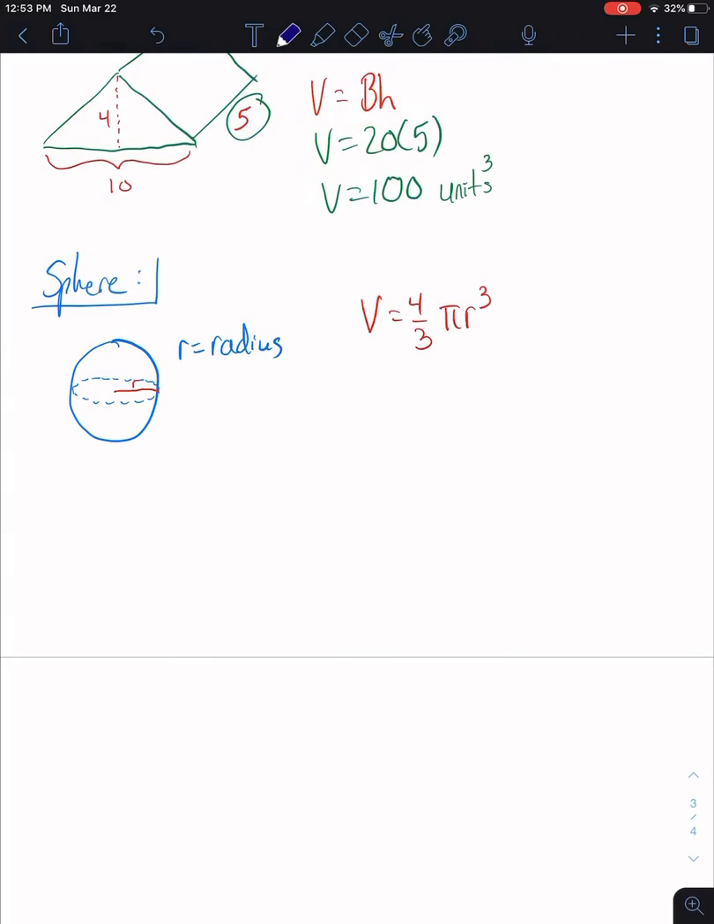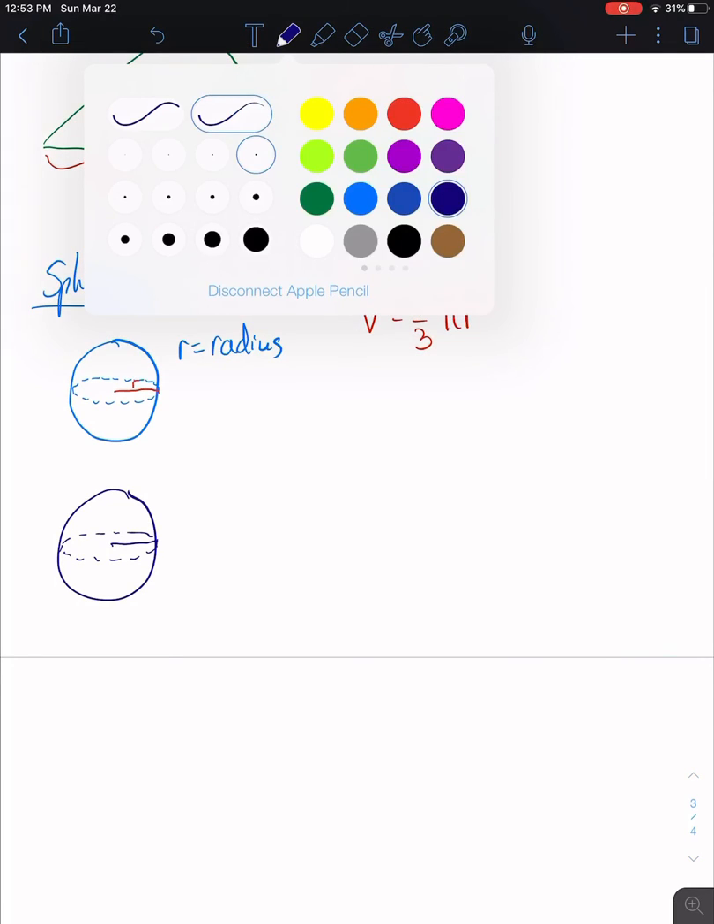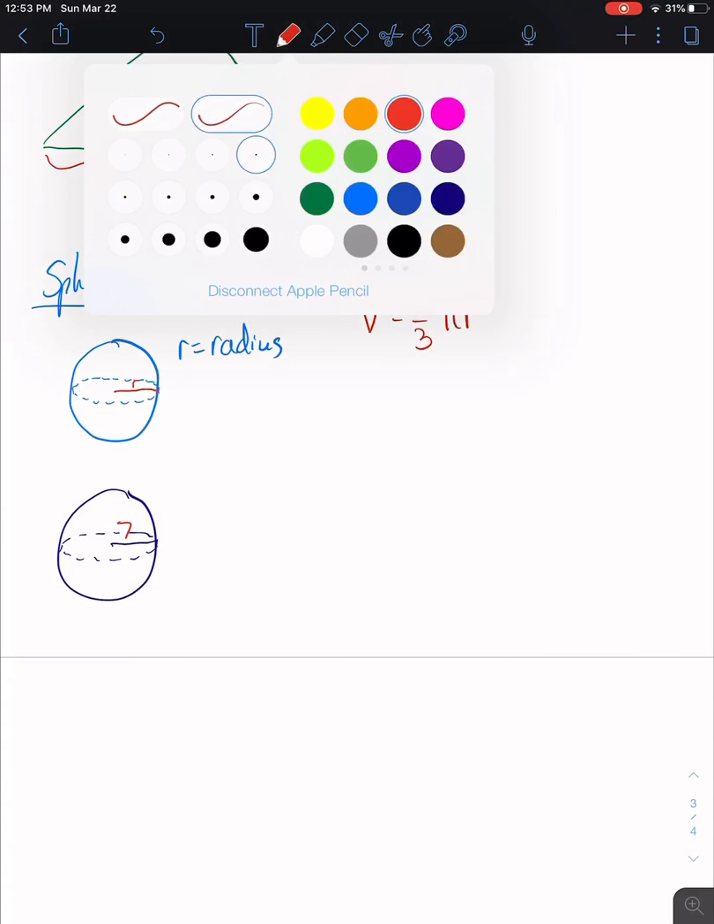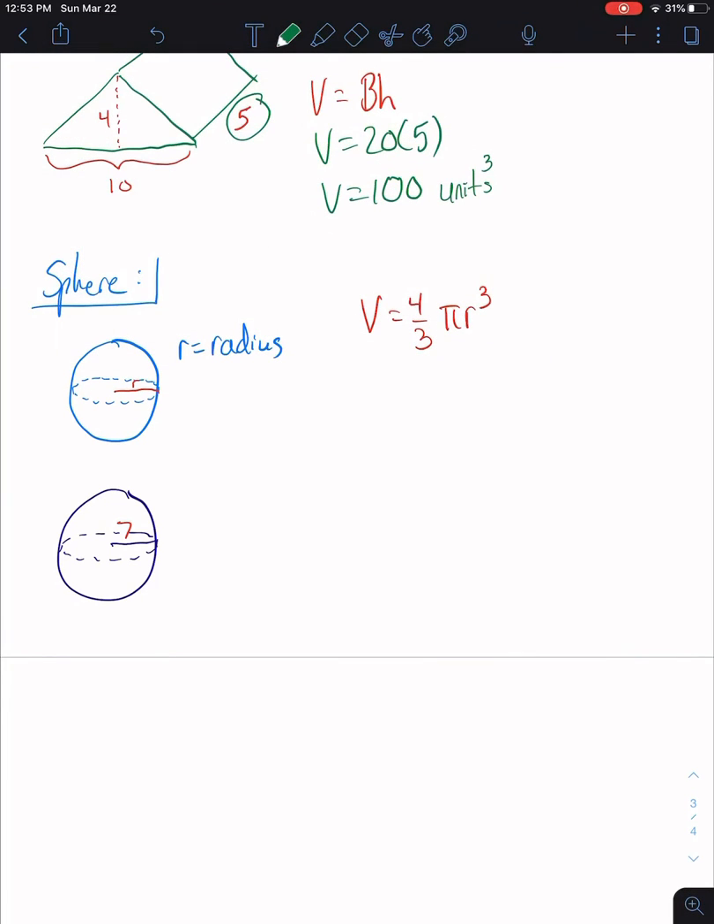Okay, so let's take a look. We have our sphere here. We're given a sphere and we have a radius. I'm going to come up with a radius of 7. So as we go through and we try and plug into our formula here, there is no area of the base defined this time. It's just straight plugging in. So 4/3 pi and then 7 cubed.